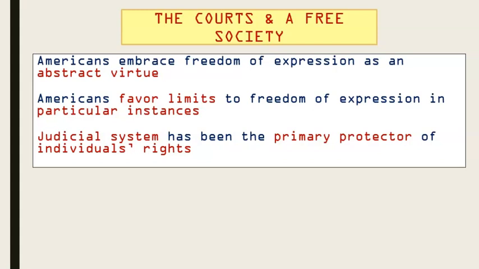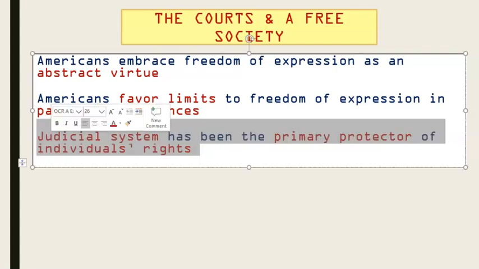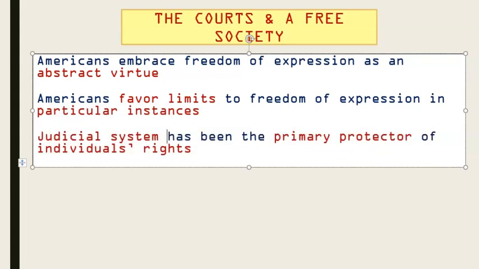All right, Americans embrace freedom of expression as an abstract virtue. Americans favor limits to freedom of expression in particular instances. And the judicial system has been the primary protector of individuals' rights. This is almost always a test question, so I want you to pay particular attention to it. Who is the primary protector of individual rights? The judicial system. So Earl Warren with Gideon, Earl Warren with Miranda.